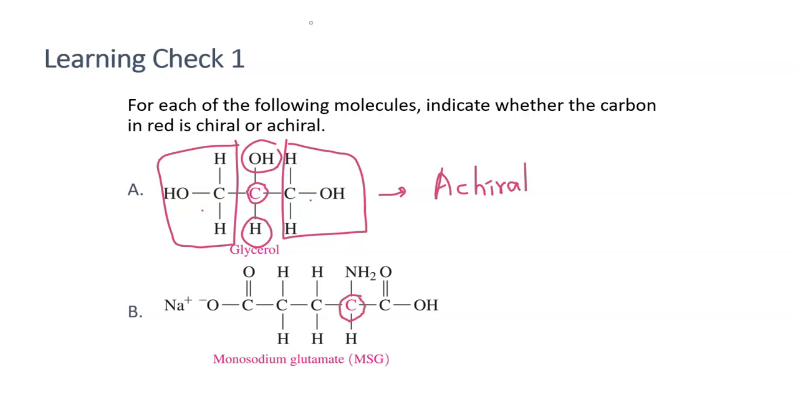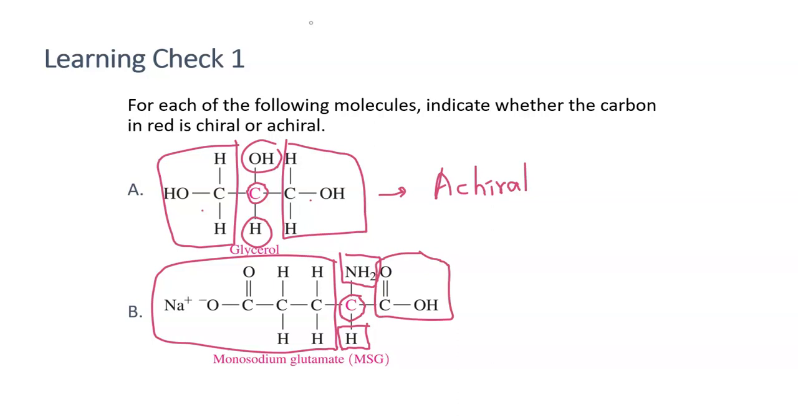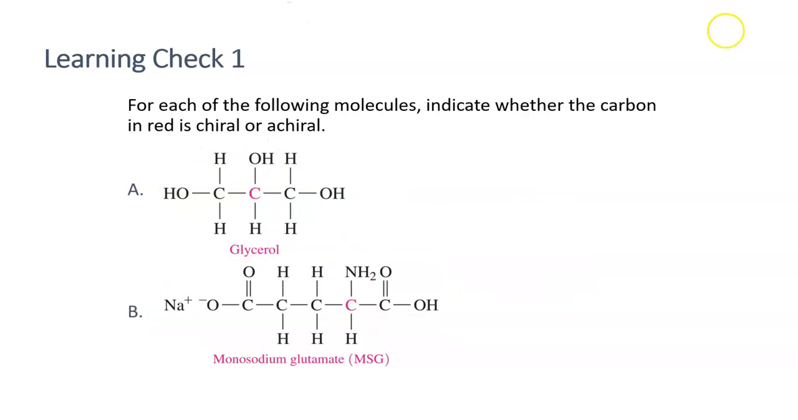Now, if we take this carbon, this group is attached there, so that is one group, and NH2 is one group, hydrogen is one group, and the carboxylic group COOH is another group. That means there are four different types of groups. Now this is chiral. So this is how we can determine whether a carbon atom is chiral or not, and it's very simple. You just have to check which type of atoms or groups are attached to the given carbon atom.